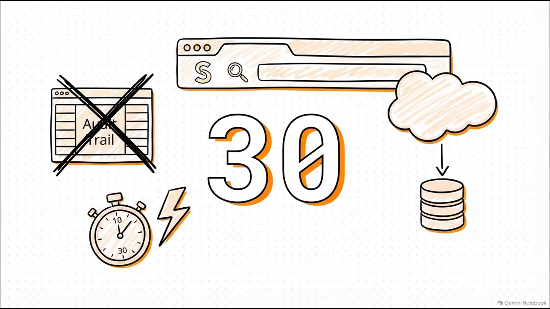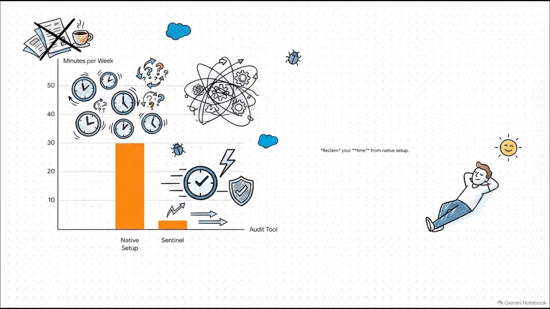Remember those agonizing minutes it usually takes to manually check the native audit trail? Because Sentinel sits right there in your toolbar and intelligently caches results, you can execute a search and filter everything in just 10 to 30 seconds per lookup. Let's quantify what that actually looks like over a standard work week.